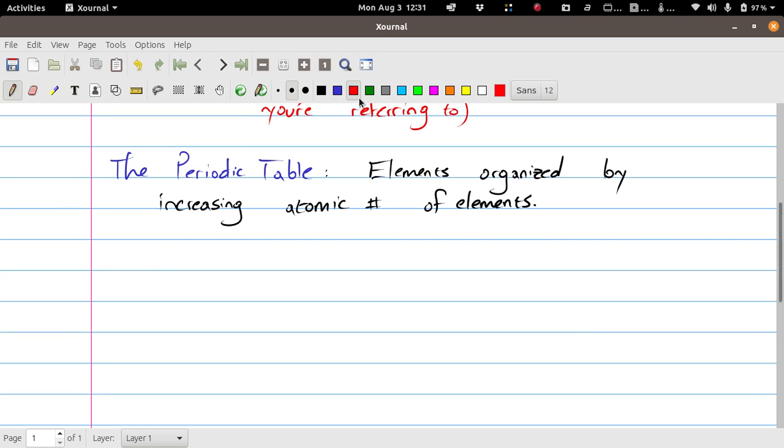So we have the period. The period is the horizontal row. There are 7 of them with an island at the bottom.